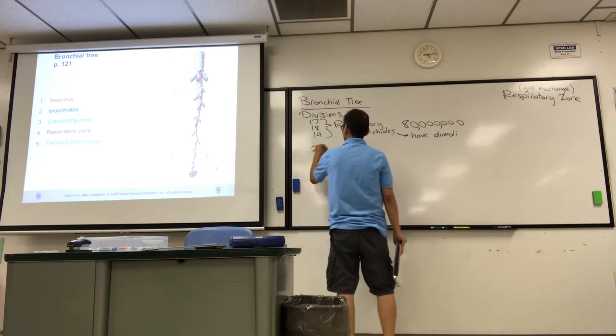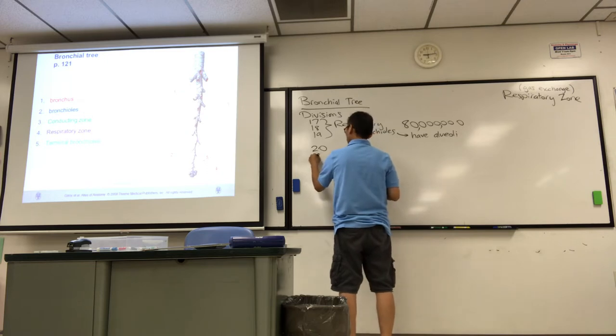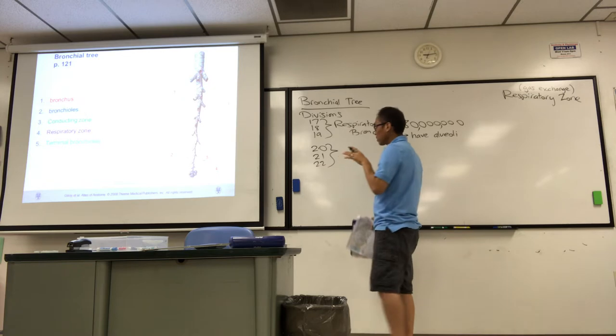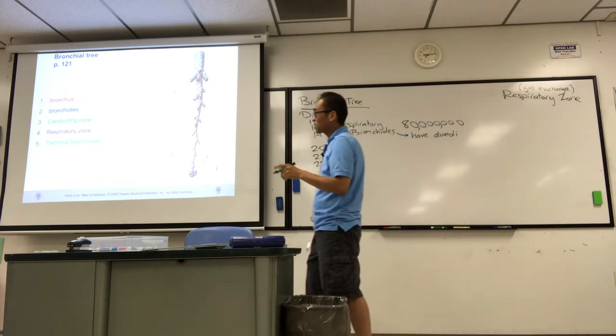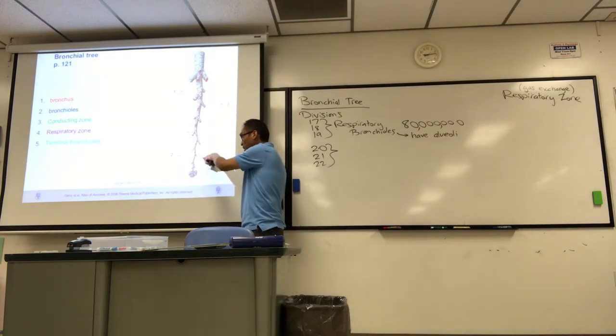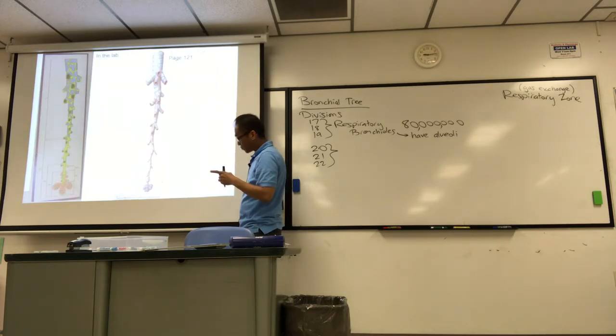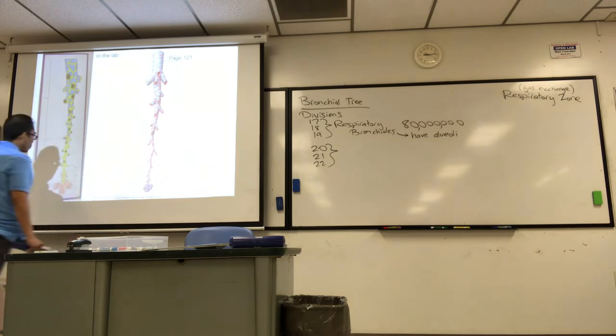So 20, 21, 22, roughly. These bronchioles start to branch off into these structures called alveolar ducts. Now, let me advance the slide, because now we're in the respiratory zone, which is number four. It's way down here. So the next figure I'm going to show you is what we have in the lab. I don't want this to hide from you. It's on one of our models.